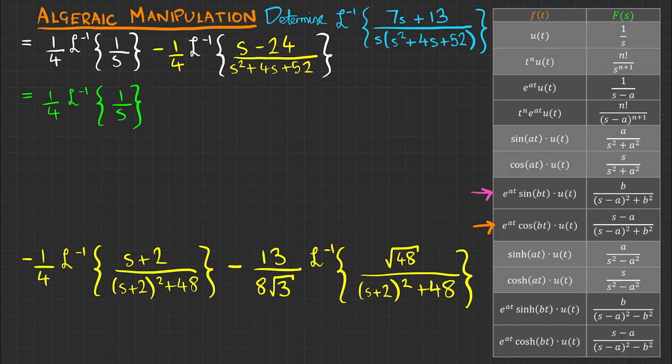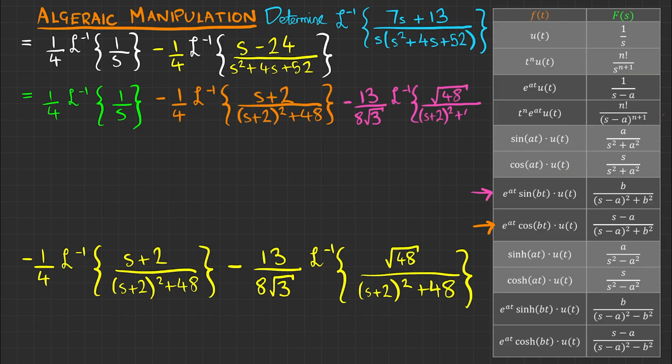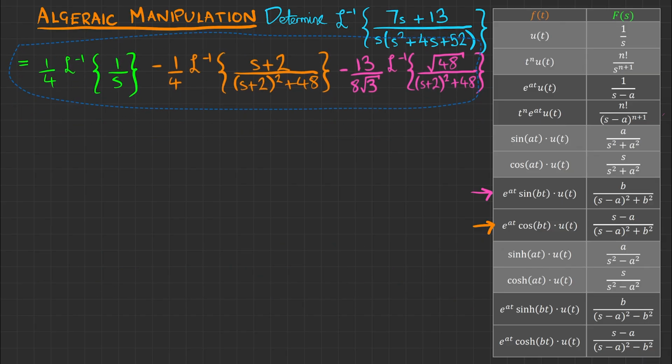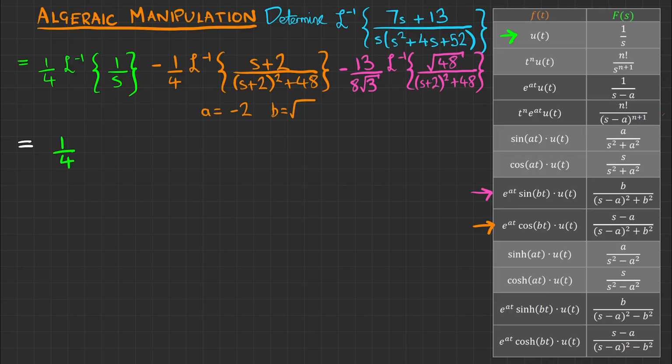We then have the whole inverse Laplace transform we can determine using the table. I've split each part into green, orange and pink. Using the table to get the a and b values, the orange part will have a equals minus 2 and b equals root 48. The pink part will have a equals minus 2 and b equals root 48 also.